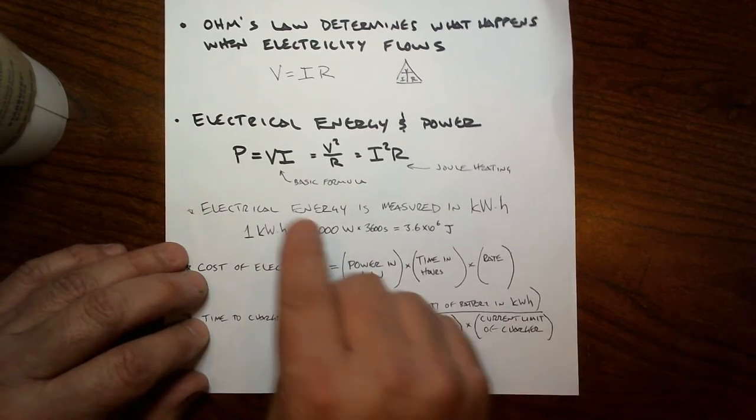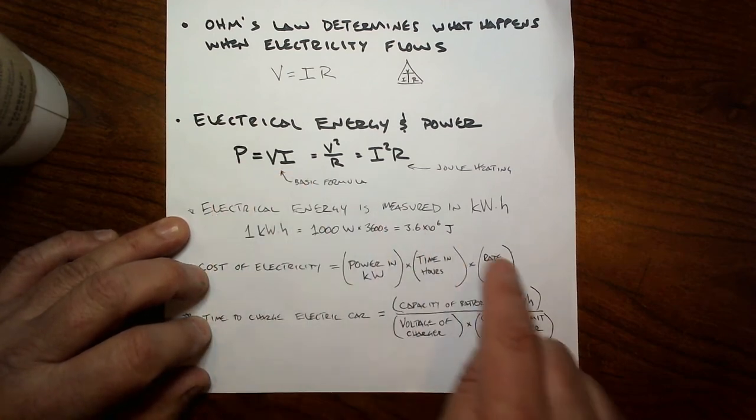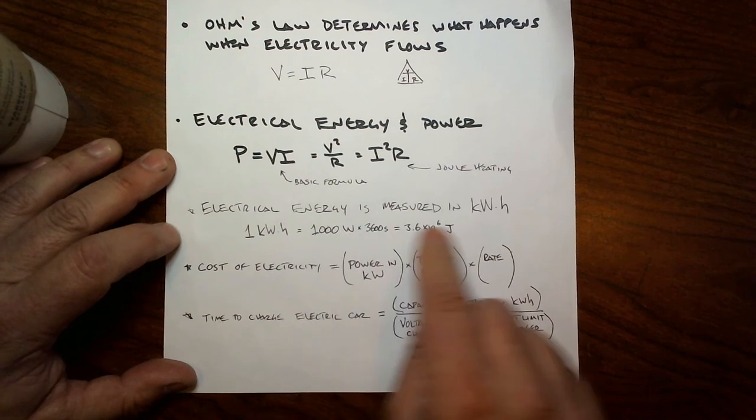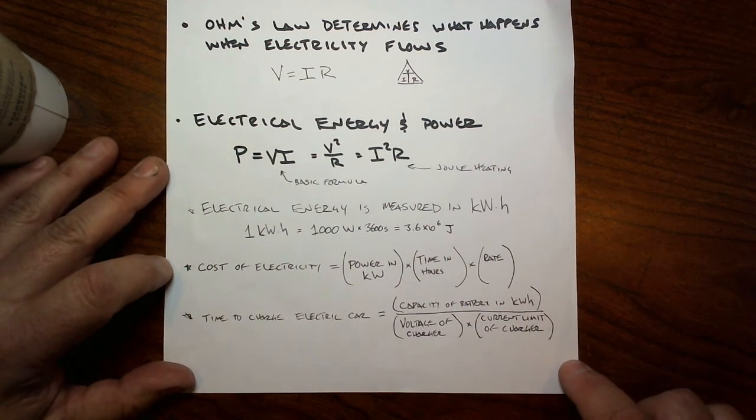Okay, so electrical power is V times I. We'll use that in the future when we do some problems. And these are the things you need to know about electrical energy in the house and in electric cars.